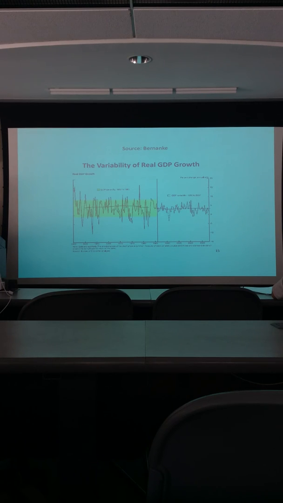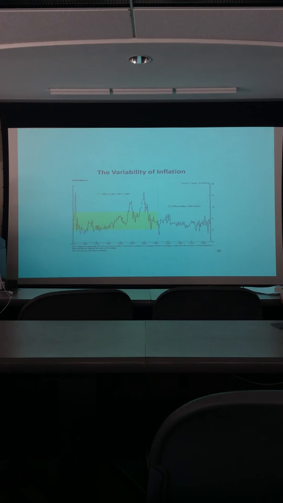This is not by accident. This is not like, did we luck out? This is policy. This is what monetary policy is trying to do: reduce the volatility of output. Why? Because then you can make decisions. What about the variability of inflation?